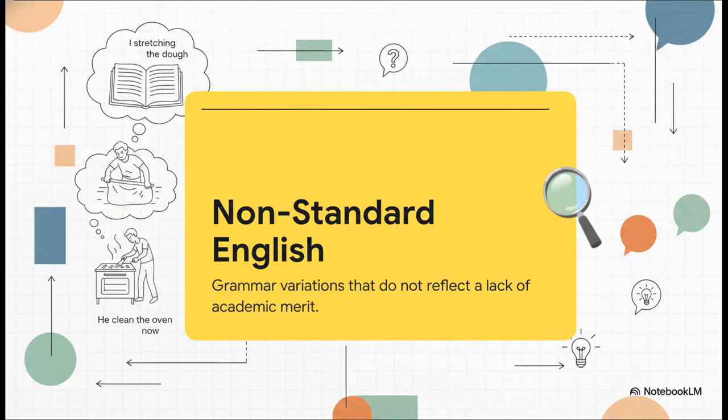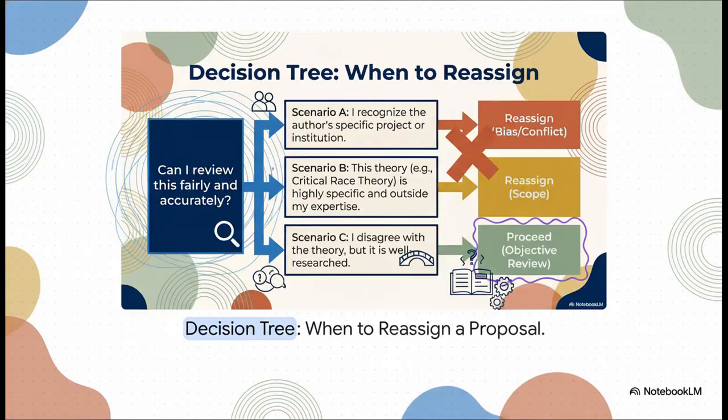It does not reflect a lack of intelligence, and it absolutely does not reflect a lack of academic merit. As a reviewer, your job is to look past the grammar and evaluate the core ideas. Sometimes the best thing you can do is step back. Let's use a quick decision tree to know exactly when you should reassign a proposal.